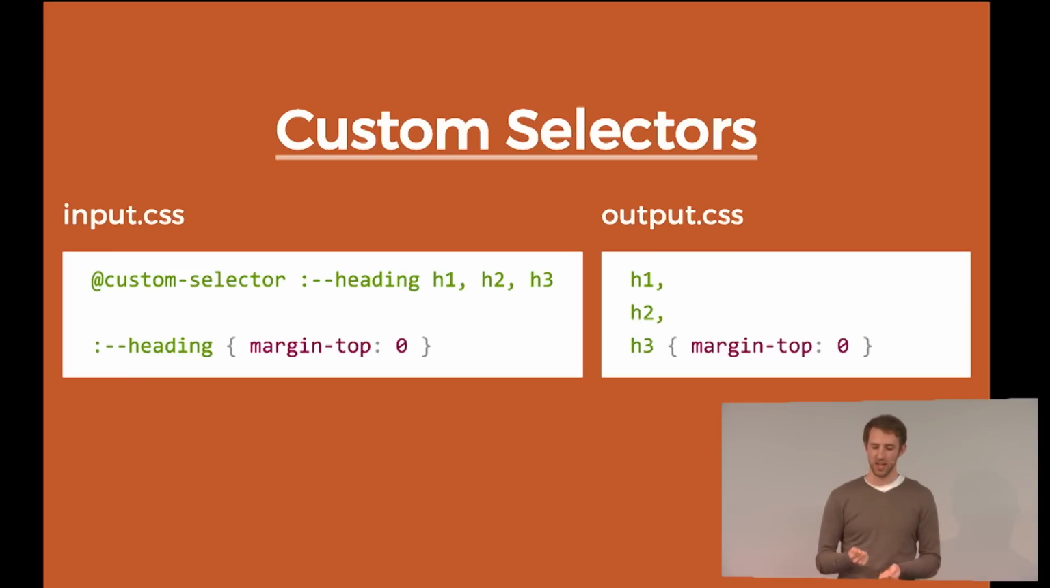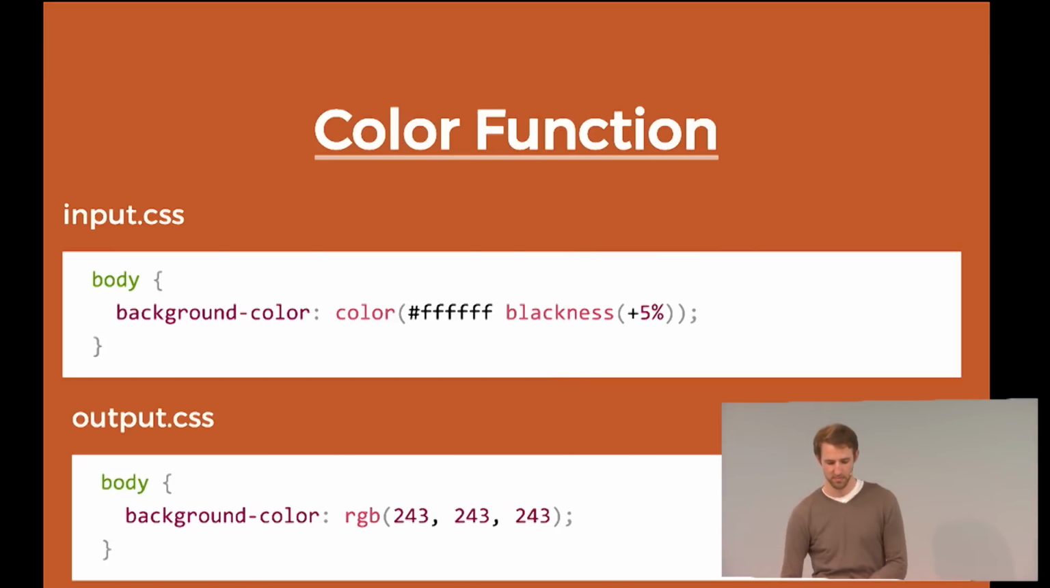Next up is custom selectors. This is super easy, just super useful for reuse. This is a very simple example, but you can also, for instance, say, okay, what if you hover over one of them, right? That's when it becomes extremely useful.